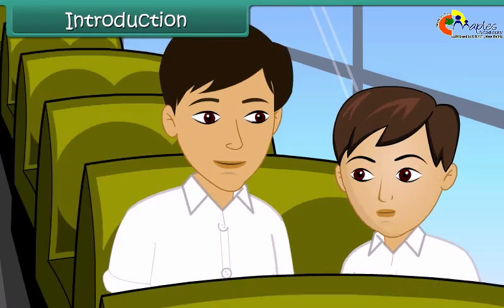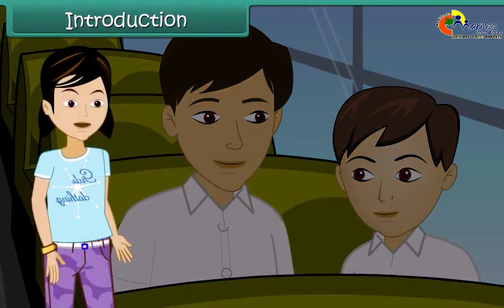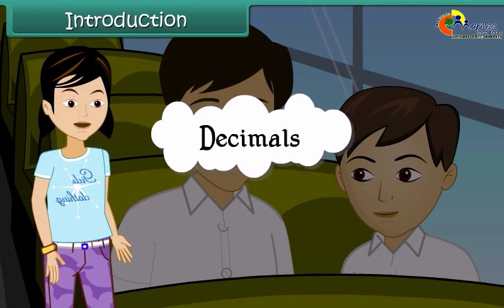What is it? Well, 3.2 lies between 3 and 4, and we call the number after the point a decimal number. Basically, it is a part of a whole number. Children, in this lesson we will learn about decimals. Come along to know.